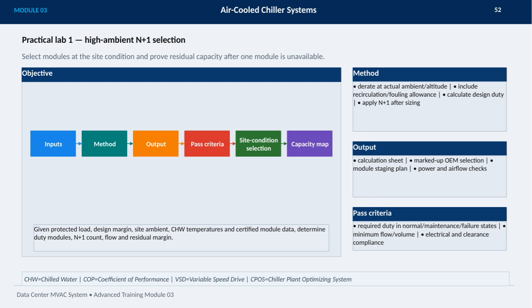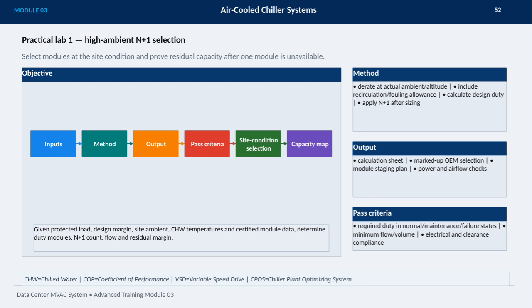Our method involves derating the system at actual ambient and altitude, factoring in allowances for recirculation and fouling, calculating the design duty, and then applying the N+1 redundancy after sizing the system. This ensures our selections are robust under real-world conditions.